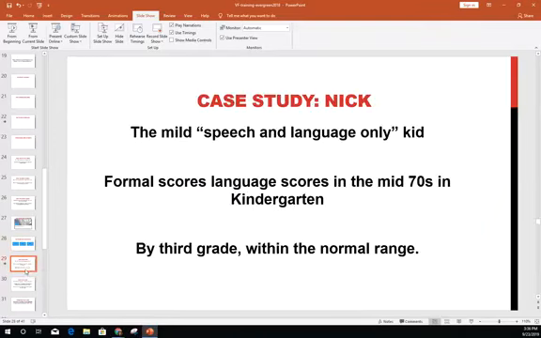I actually used this framework and this method of vocabulary selection with a couple different case studies. I've mentioned Nick before, but this is a student who was a mild speech and language only student. He started off with formal language scores in the mid-70s in kindergarten, and he was also very low when it came to literacy scores. I for sure thought he was going to need some supplemental intervention. But when we made vocabulary our main focus during his elementary years, by third grade, his language scores were within the normal range, and he did not need an IEP.